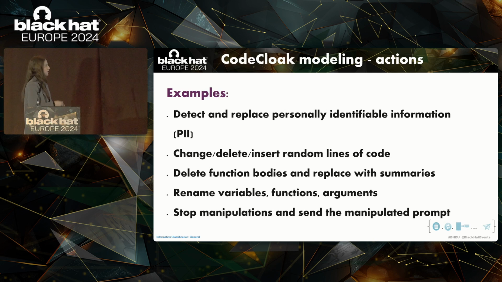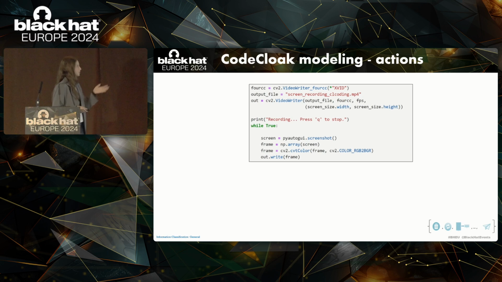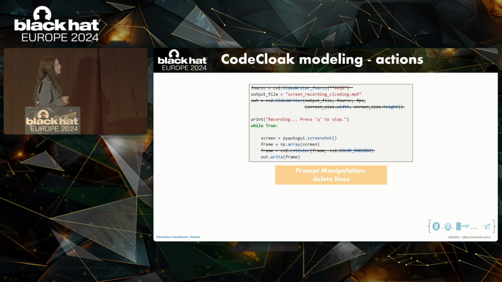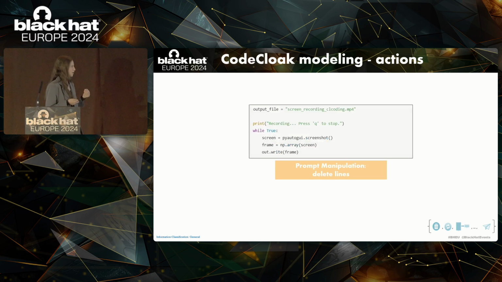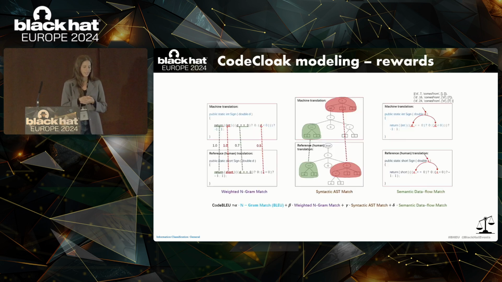So let's see an example. Let's say that this is our original prompt, and for simplicity, let's say that we have only one segment. Let's say that our agent chose to delete lines, and this is how our prompt will look after the manipulation.